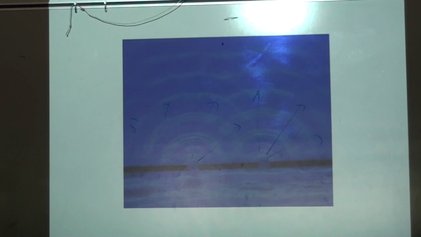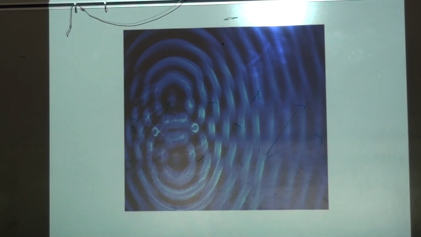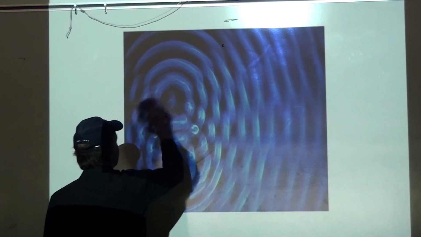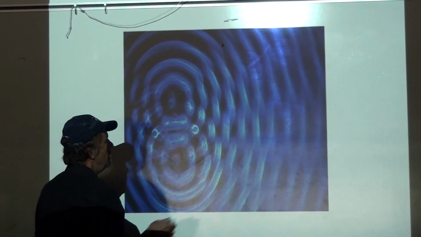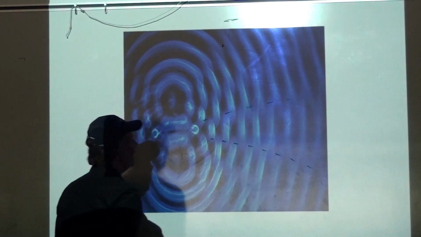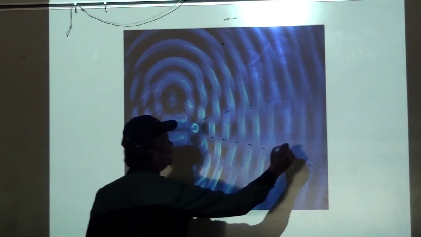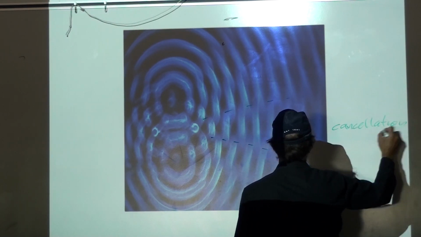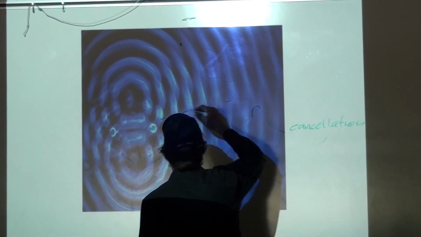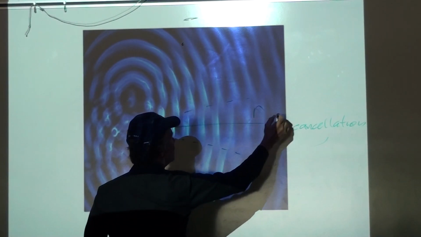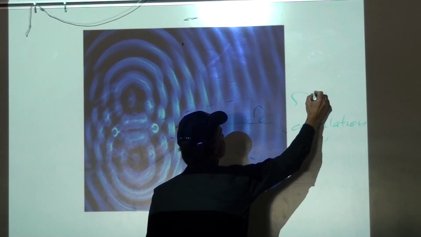Maybe not quite so easy to see the addition and the cancellation in this picture, but in this one I think it's a little easier to see. So here we see, this looks like nodes. So along these lines here, we have cancellation, and then up there too. And then in between we have addition, constructive interference.